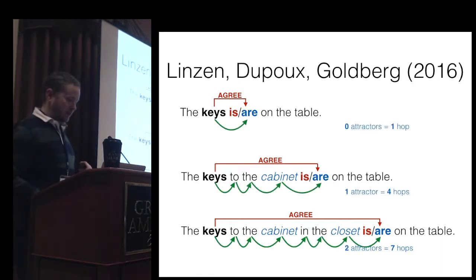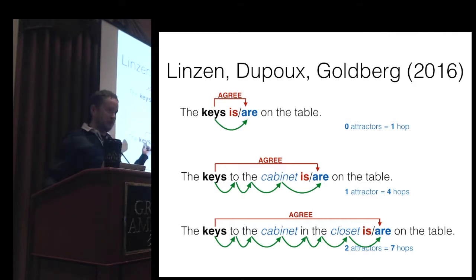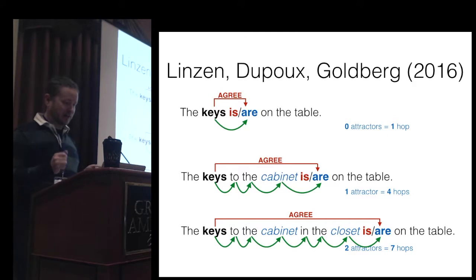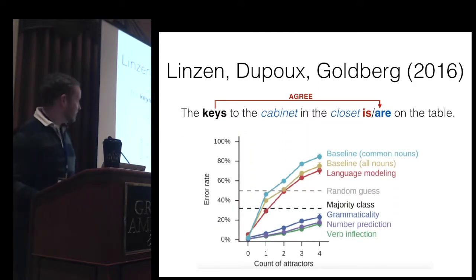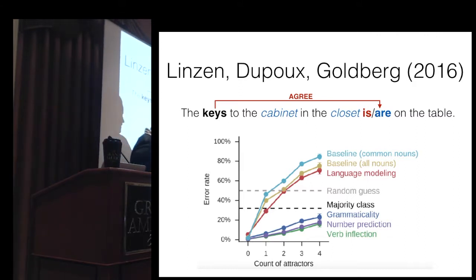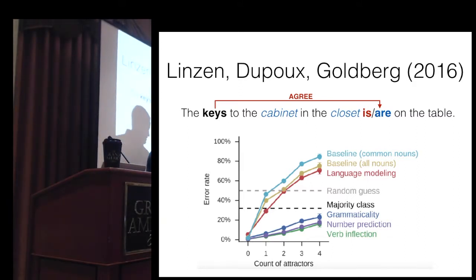The other thing to notice is that the number of attractors between the subject and the verb grows linearly. So we've got down here already 7 hops we've got to make. And their big result is this, where the x-axis is the number of attractors, and the y-axis is the error rate according to different models at deciding the correct form of the verb, given that prefix.